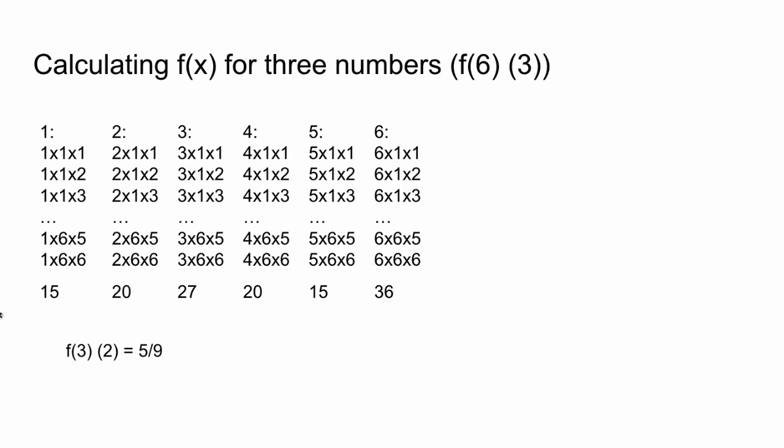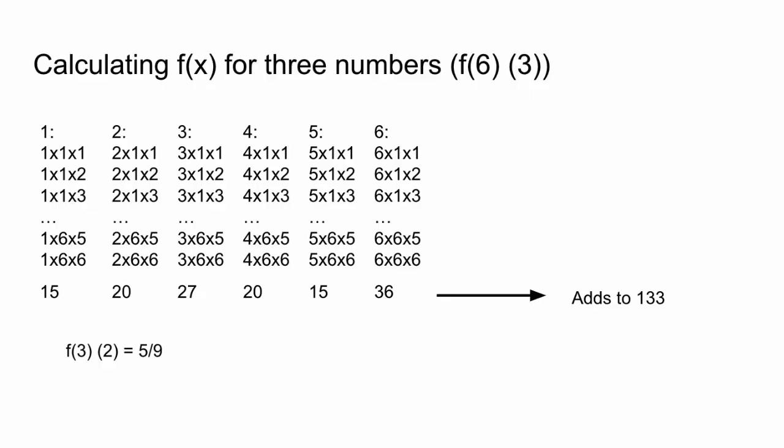Okay. 15 plus 20 plus 27 plus 20 plus 15 plus 36 is 133. And sure enough, if you try doing all 216 of these multiplications on paper, you'll get exactly 133 multiples of 6. And that's why I'm so confident that I'm correct about this.